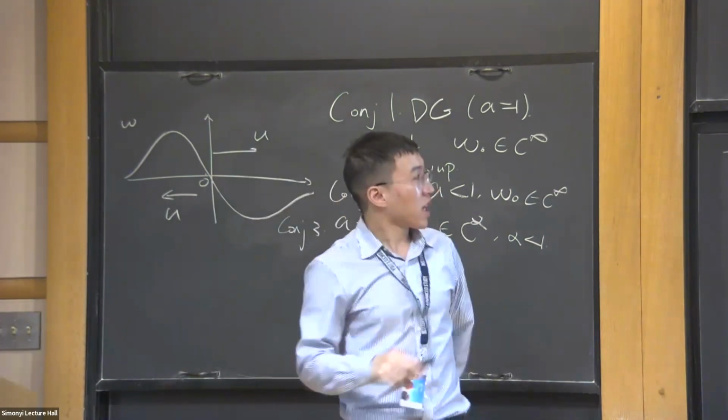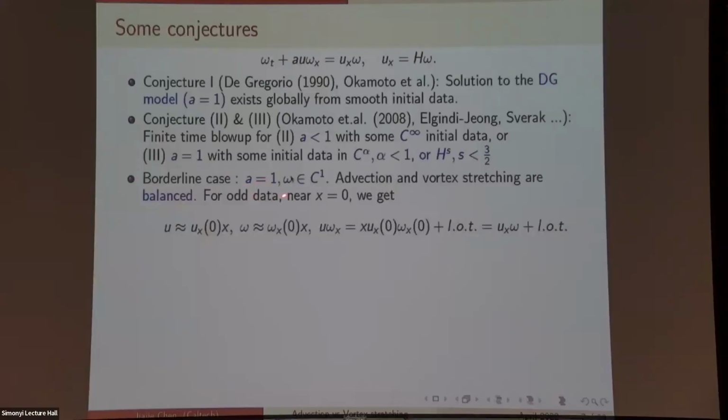The borderline case in this conjecture is a equal to 1 with C1 data. The specialty of this class of data is that formally the advection and vortex stretching terms are balanced. To understand this, we can do a Taylor expansion around the origin. For C1 data, the vorticity is linear, and the velocity is also linear. Once we do this Taylor expansion, we see that these two terms, the advection and vortex stretching terms, are balanced. So at this borderline case, since they cancel, we expect that the solution exists globally. That's the meaning of the first conjecture.